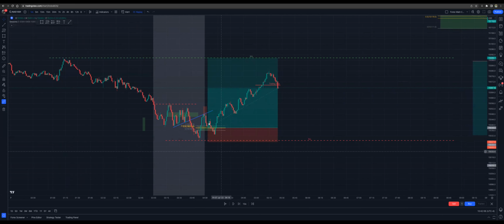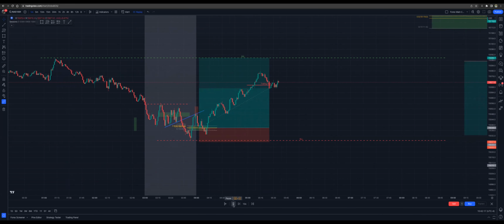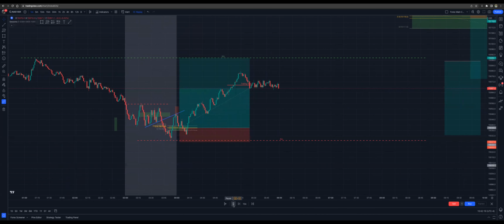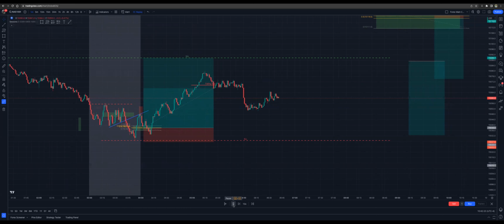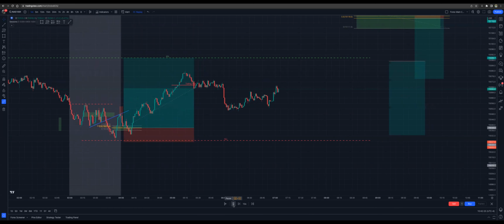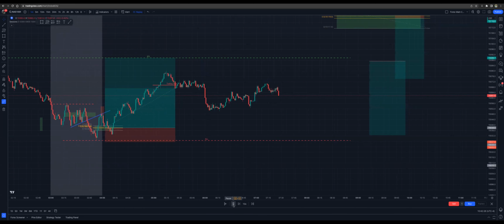So far we lost 1 and we were up 1 to 3, so we're up 2 R right now on the day. And now I'm just basically waiting around for New York session. As price continues to move, I keep waiting. And for my zones in New York session, it's very similar to my zones for London.